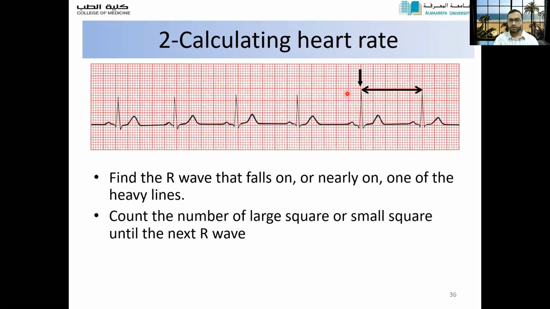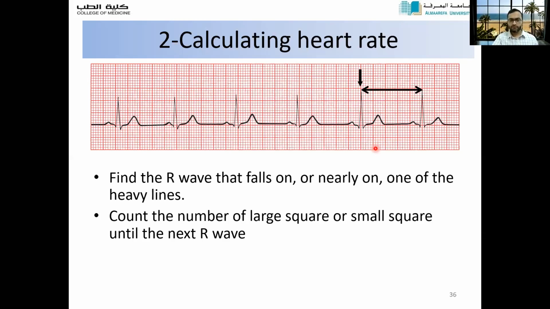And now we know that the distance to the next R wave, how much we can count? 1, 2, 3, 4, 5. 5 big squares. Or you can even convert it into small squares. Each big square contains 5 small squares, so 5 big squares will contain 25 small squares. So either you can measure it as 5 big squares or as 25 small squares, one and the same thing.